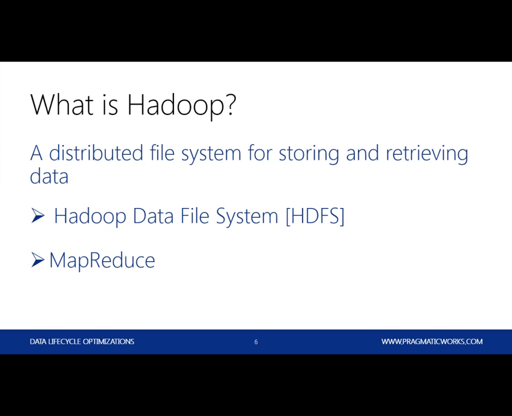The HDFS file system stores data in big chunks, from 64 to 128 meg, generally speaking about 3 times. Just a bit of comparison, SQL Server uses 8K storage pages for its data, so there's a big difference there. The index which keeps track of the location of those blocks is stored in a name node.